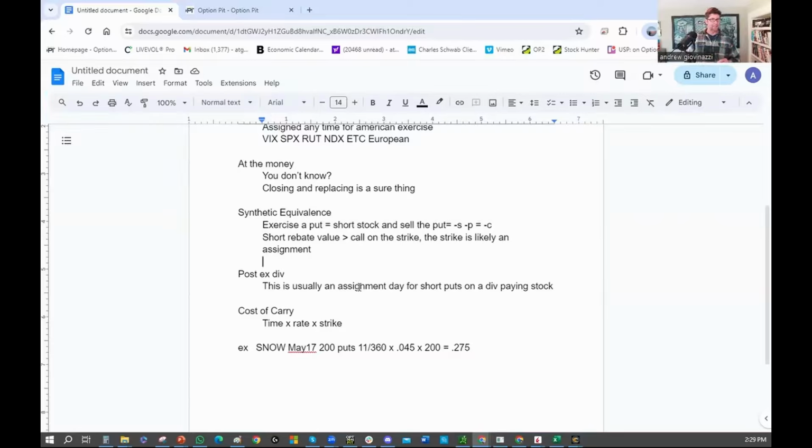The most common day in general in a dividend paying stock is the day of XD, because that will give them the most carry value. So they're optimizing their rebate. Cost of carry calculation is easy. It's time times rate times strike. In our example, I'm using 11 days to expiration, 4.5% rebate, and a 200 strike, which is roughly 27.5 cents. With the calls trading for 9 cents, the fact that that one person hasn't exercised those puts, they're basically giving away money. All right. So that is when your puts are going to get assigned.